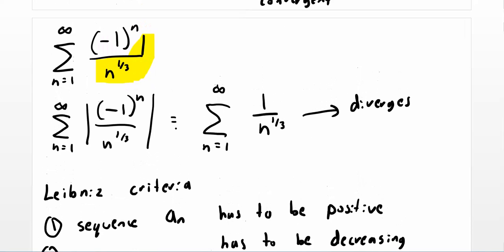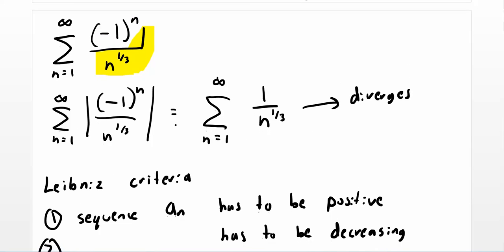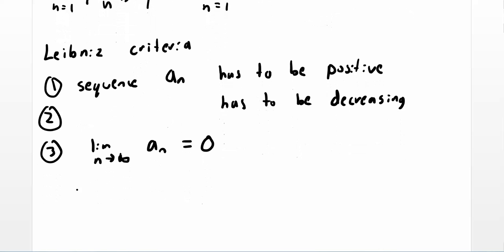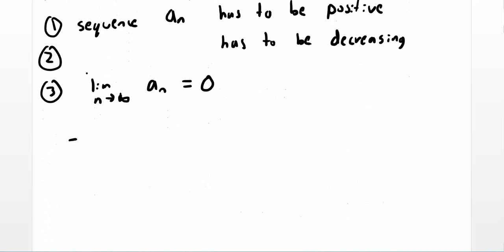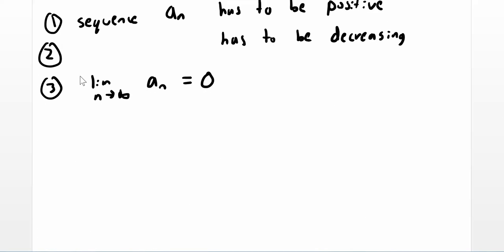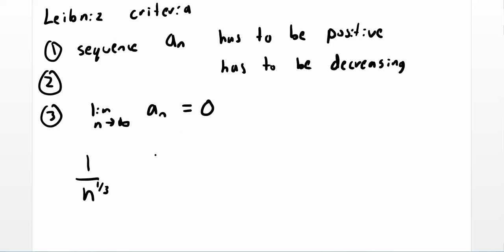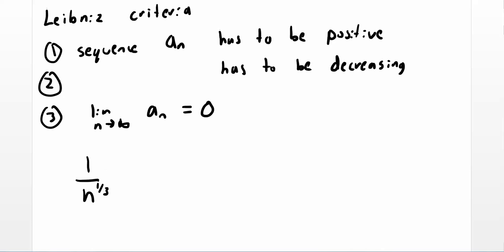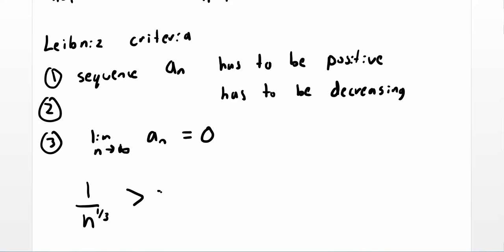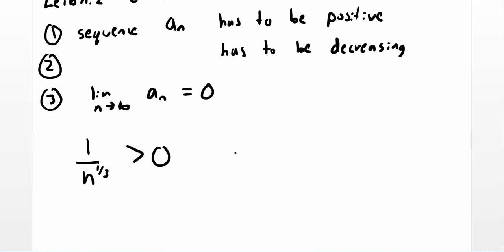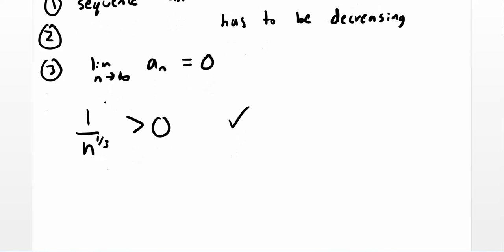So let's look at our problem. Not negative, just 1 over n to the 3rd. Okay, so clearly this is positive for all n between 1 and infinity. This is always positive. So that takes care of the first check.